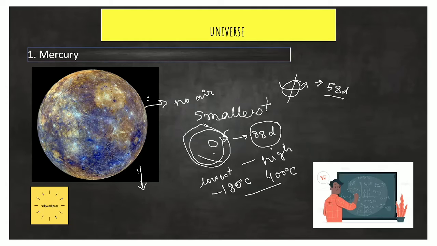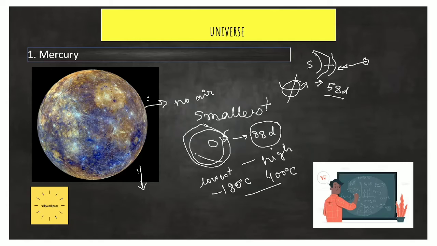Then there is the glare of the sun, because of which we generally cannot see Mercury. Since Mercury is very close to the sun, from the earth we cannot see Mercury clearly because of the glare of the sun. So we can say that the glare of the sun hides Mercury from our view.